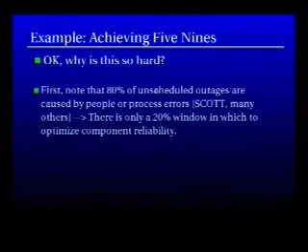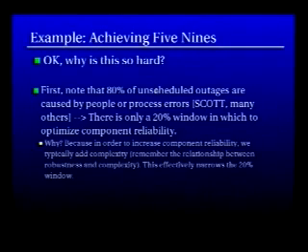But what it says is that there's only a 20% window in which to optimize component reliability, like optimizing how good your router is, because no matter what you do, 80% of the time it's because somebody typed "no router bgp" or something like that. And it doesn't matter how good your router is if you get that stuff happening.